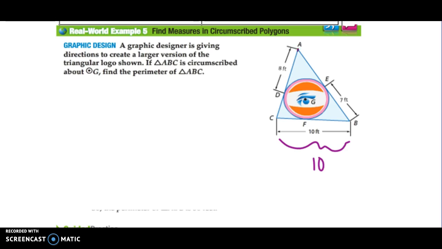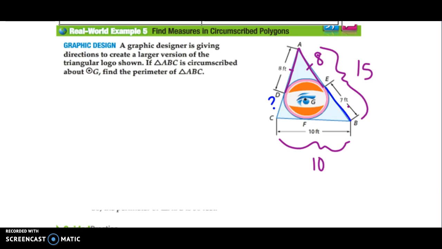We also see that AD and AE would be perpendicular. So congruent. So that means that this value right here is 8. So this whole side right here, 8 and 7, would be 15. Now here comes the tricky part. Okay? Here comes the trickier part. So we know we're looking for this side right here. That's our question mark. We know everything else, but that's the one side we don't know.